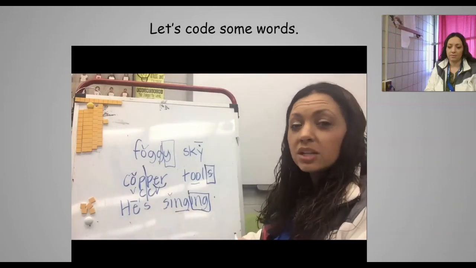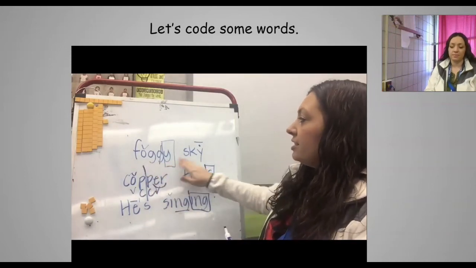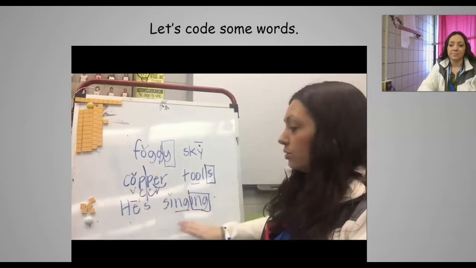So let's really quick look over those words again. We have foggy sky, copper tools, he's singing.